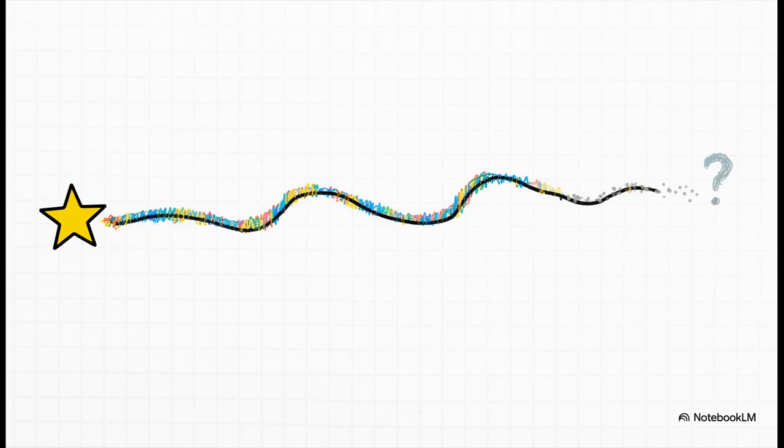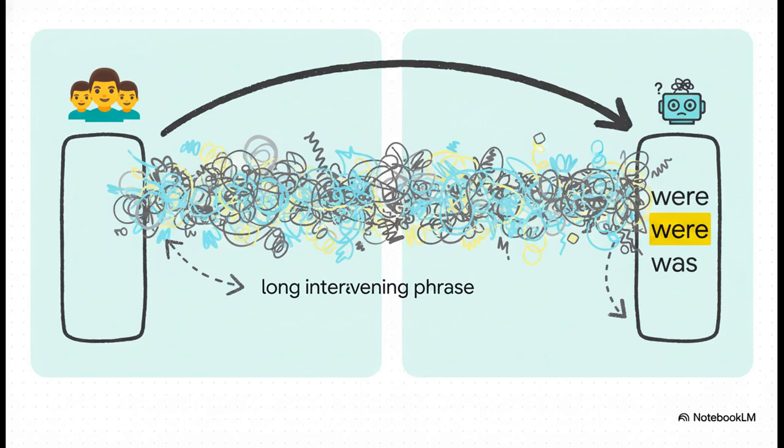And put simply, it means the AI's memory literally fades over time. The further back a piece of information is, the weaker its signal gets, making it almost impossible to connect words that are really far apart but still related. Look at this example. It is perfect. To correctly pick between were and was, the AI has to remember the subject from the very beginning. But after that long phrase, a simple RNN's memory can start to get fuzzy. It might forget whether the subject was men, which is plural, or man, which is singular.